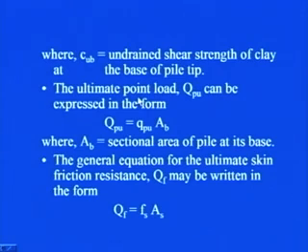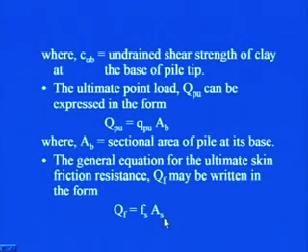Now, let us see how this ultimate skin friction can be evaluated. So, the general equation for the ultimate skin friction Q_f may be written as Q_f is equal to f_s into A_s. You have seen that here also we multiplied this intensity by the area on which it was acting, and this multiplication resulted in the ultimate point load. So, here if we want to find out the ultimate skin friction resistance Q_f, we will be multiplying this unit friction by the area on which it will be acting.